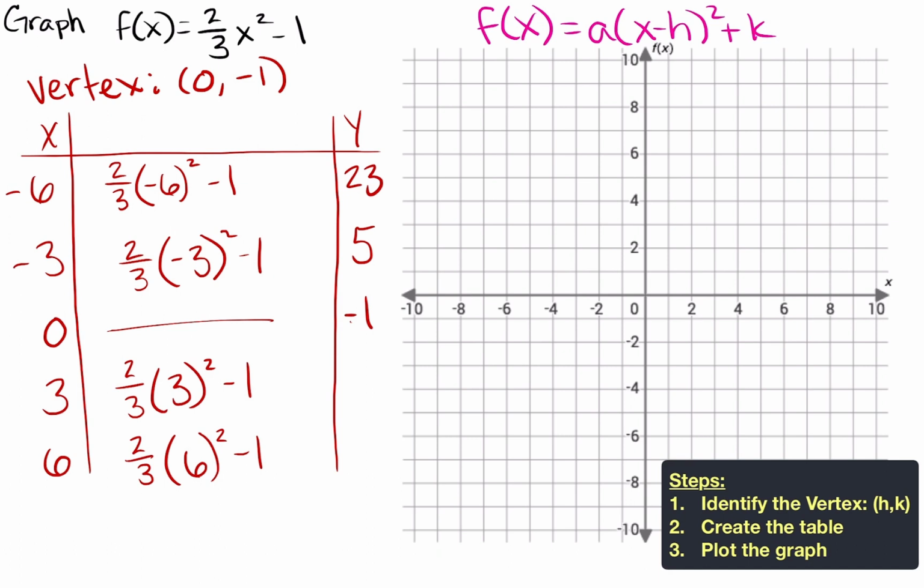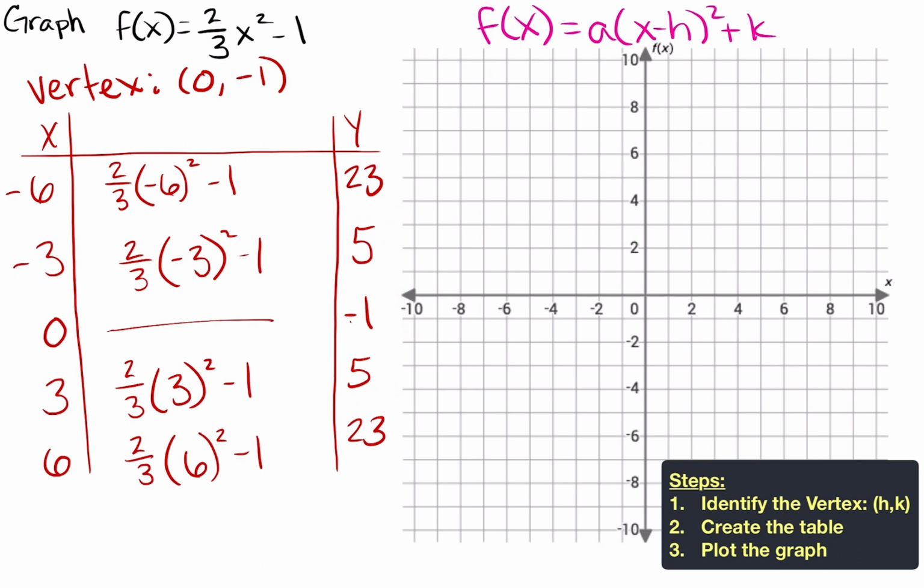And then below it, we get 3 squared is 9. 9 times 2/3 is going to be 6. Minus 1, we get 5 again. And then 2/3 times 6 squared minus 1. 6 squared is 36. 36 times 2/3 is going to be 24. Minus 1 is 23. Okay, use a calculator to confirm those. And we see again those top two values are too large, so we're going to do the middle three only.